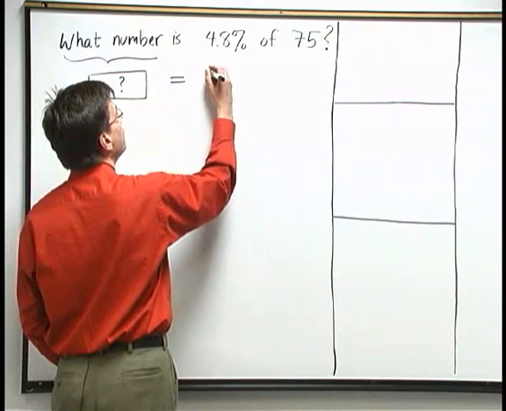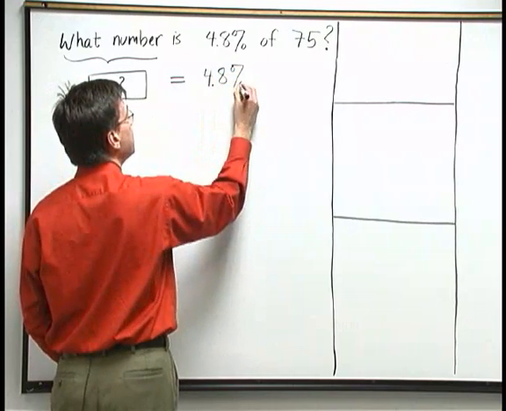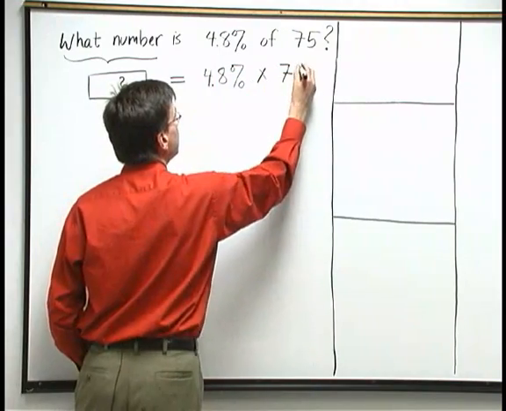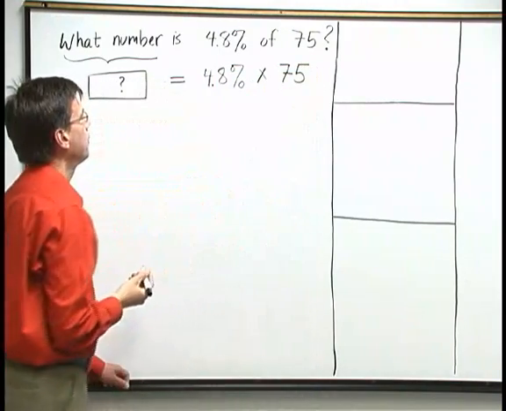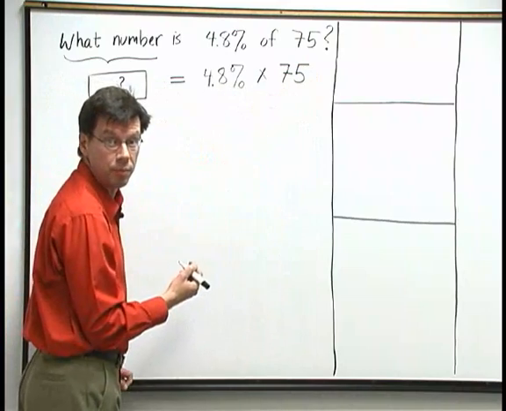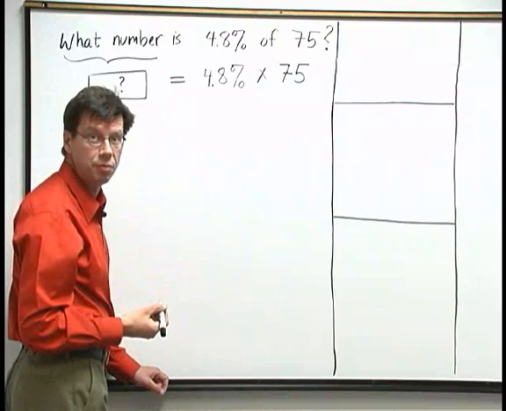So I will write 4.8% times 75. We can see here that we need to multiply these two numbers in order to get the missing number. So we are going to multiply.